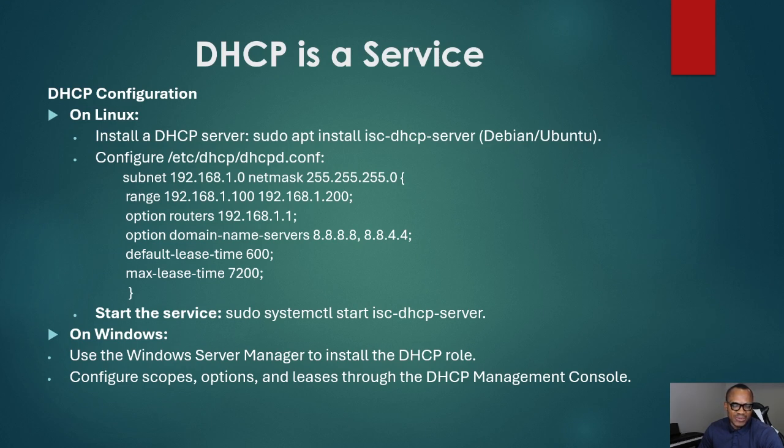You have the option router, which is your default gateway. You have the domain, you have the DNS server, you have the default lease time, and you have the max lease time. And you will start the service. On Windows Server, you can install DHCP, and you can configure the scope, the options, and the lease through the DHCP management console.